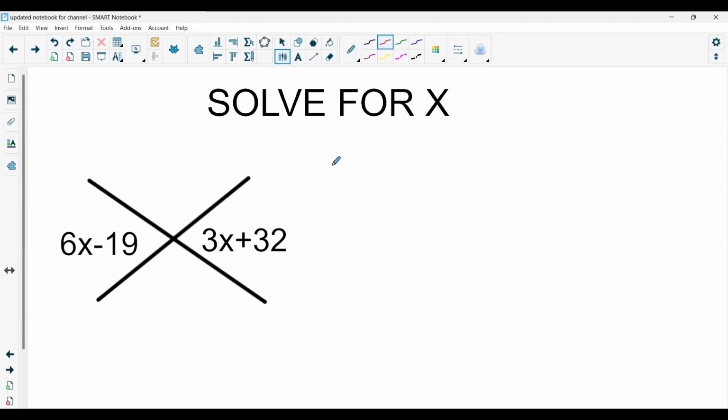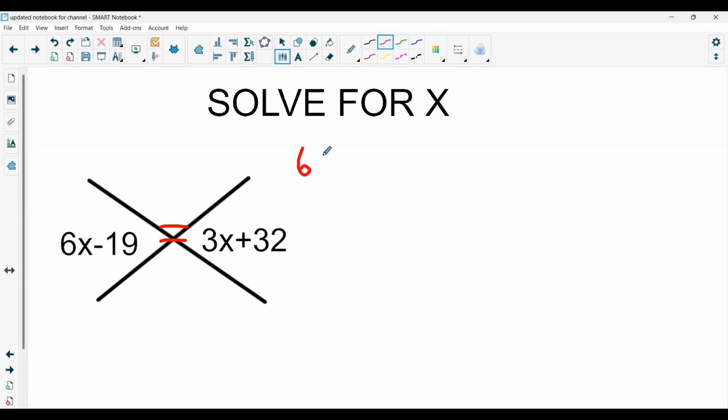Okay, so in this one here, we're going to actually solve for x. The one thing to remember is that I see two V's here, so I know that these are vertical angles. They are directly across from each other, which means they are equal. So this side is equal to whatever this side is. So we have to actually set it up like that.